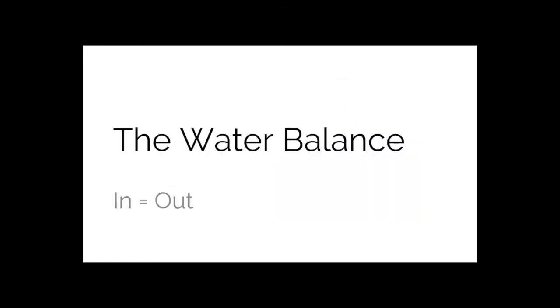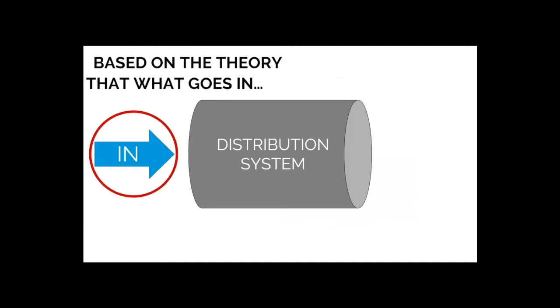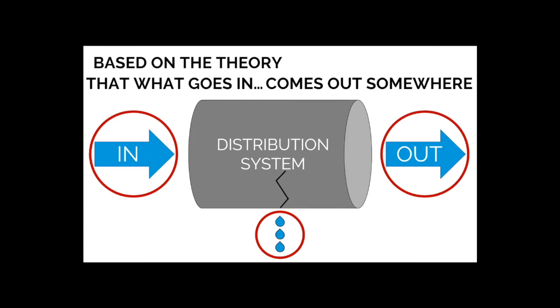We're going to take a little bit of time and look at the water balance. So the water balance is based on the concept of what goes in is what comes out. So let's take a look at what that means. This water balance theory is based on the idea that, again, what goes in has to come out of the system, but where it comes out is not always the ideal location. So what goes in comes out somewhere.